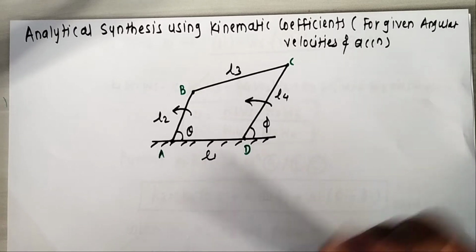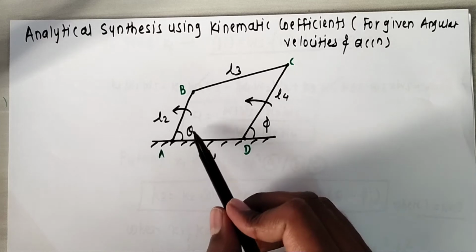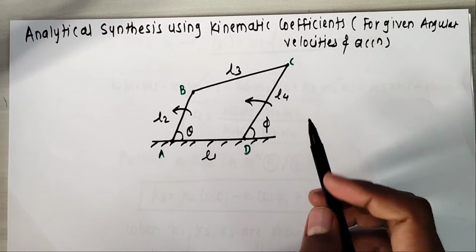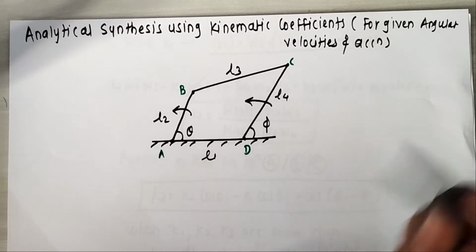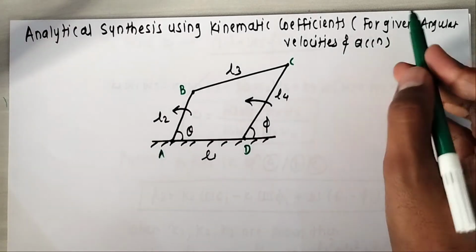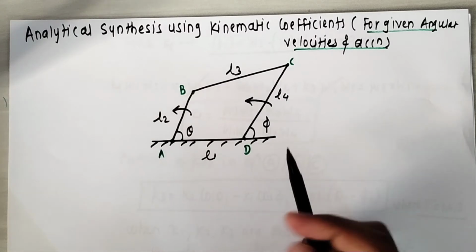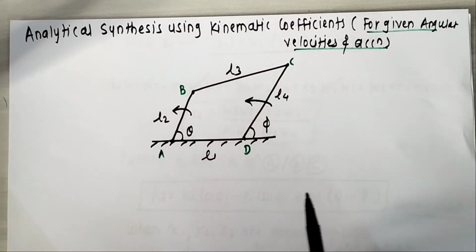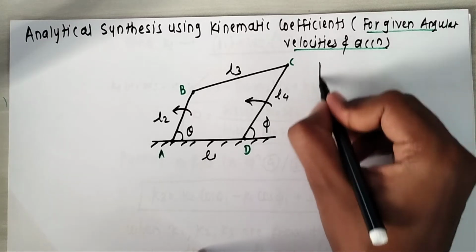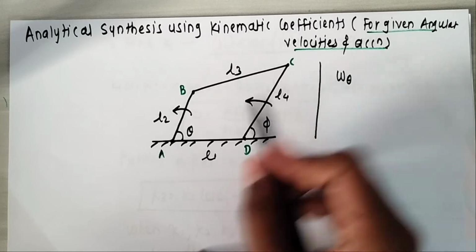But the solution will be different whenever, instead of giving theta 1, theta 2, theta 3 and phi 1, phi 2, phi 3, angular velocities and angular accelerations are given. So for given angular velocities and accelerations, how to synthesize a 4-bar mechanism by using kinematic coefficients, that we'll see today. So assume that it is given to us omega theta. Before that, just consider this mechanism.